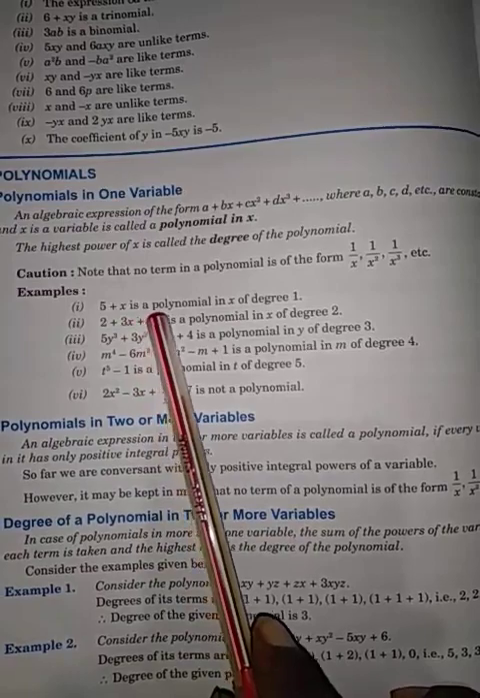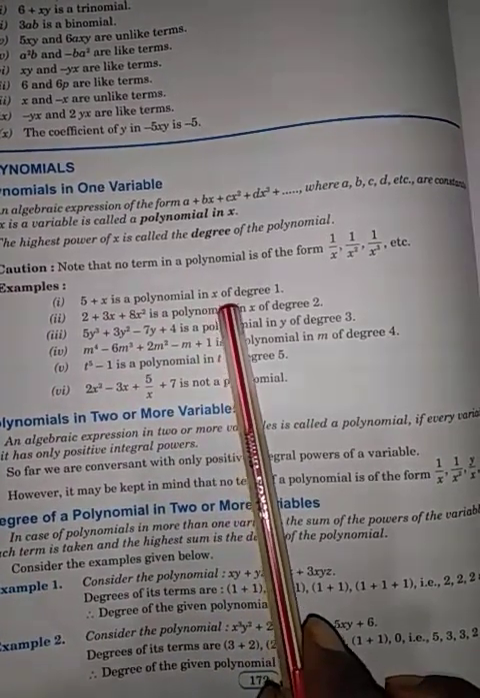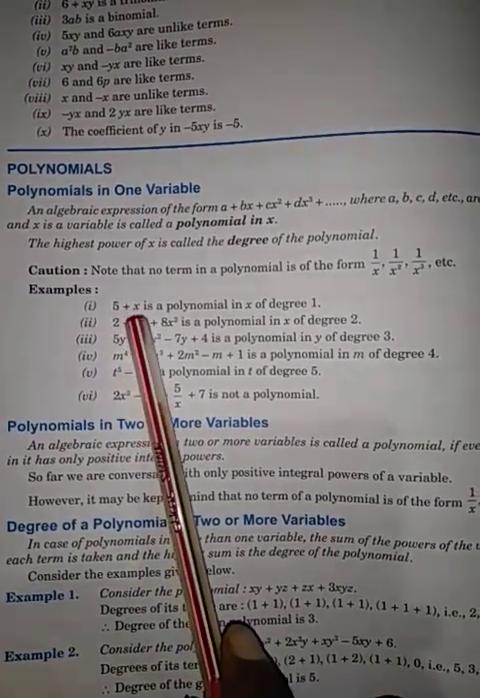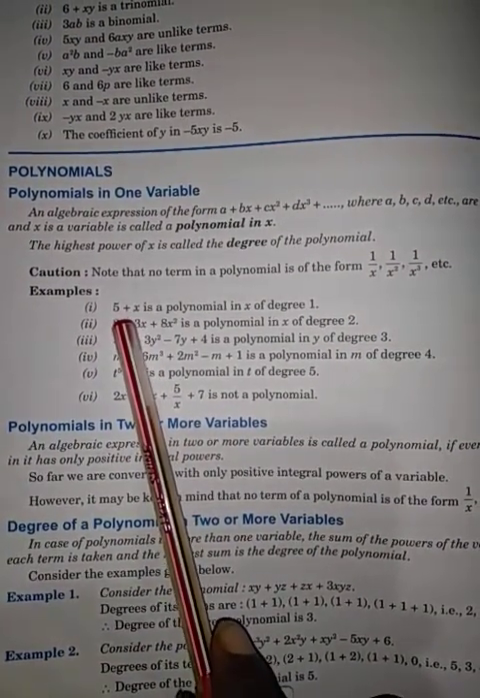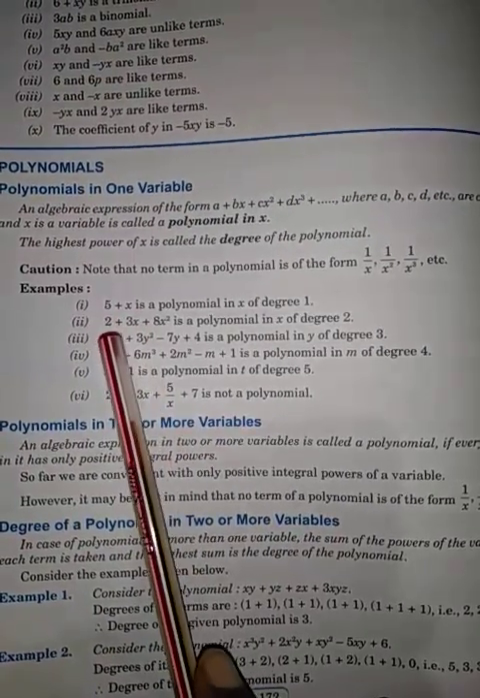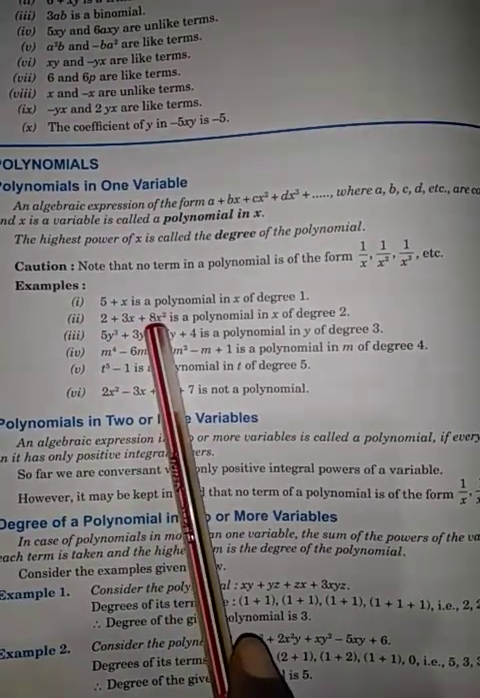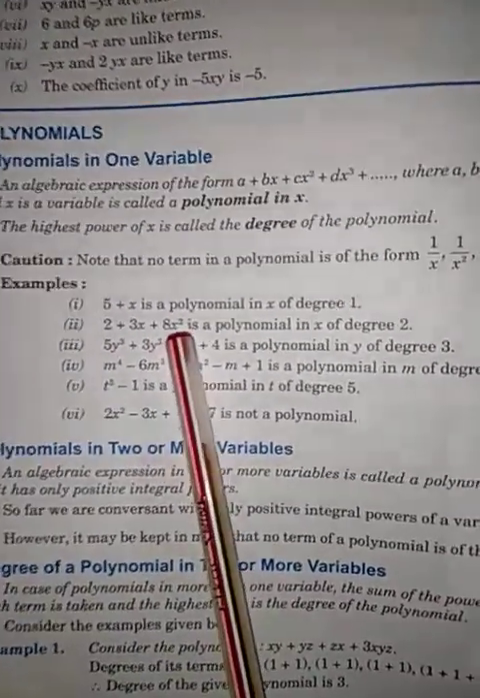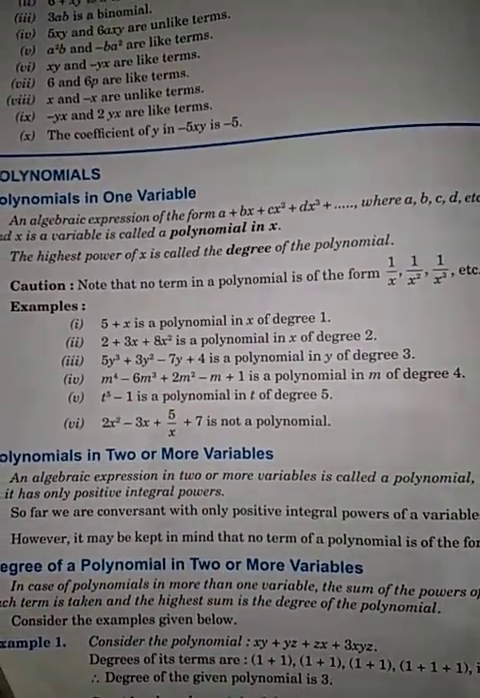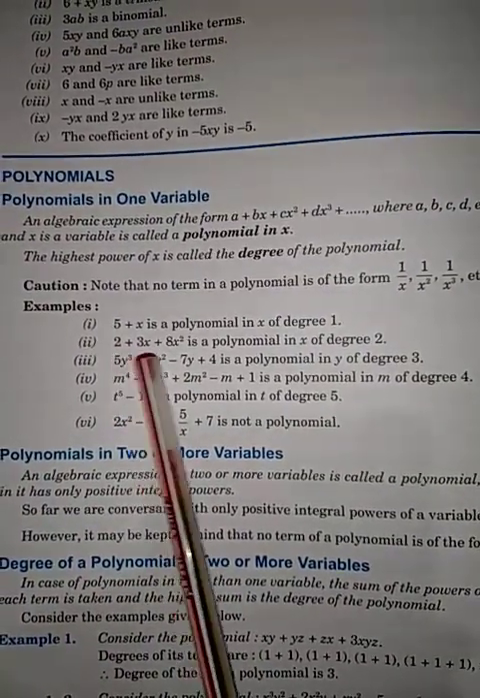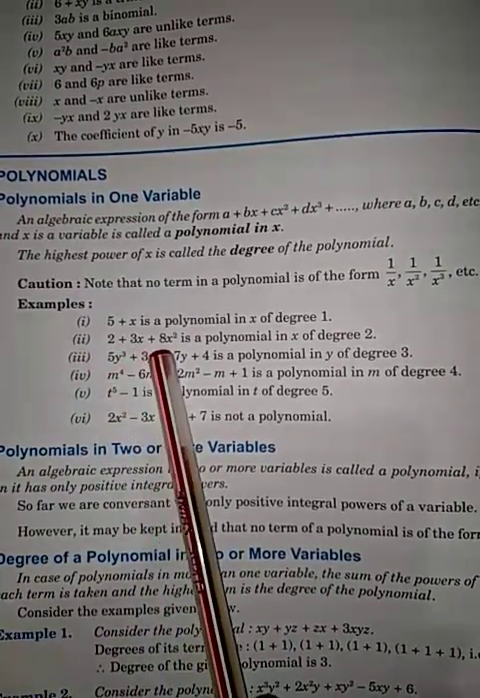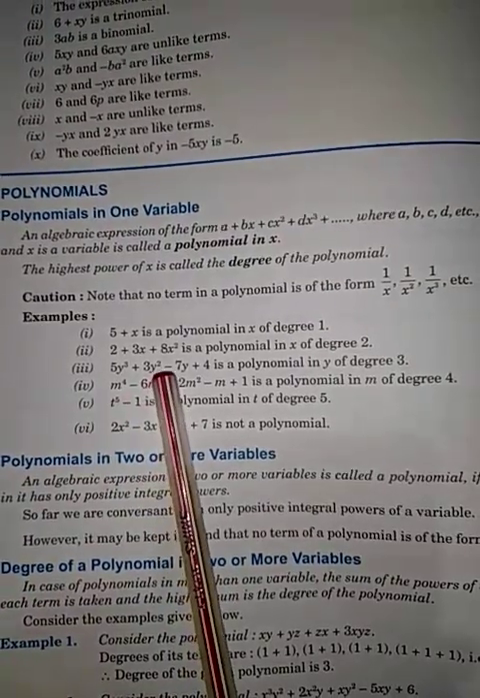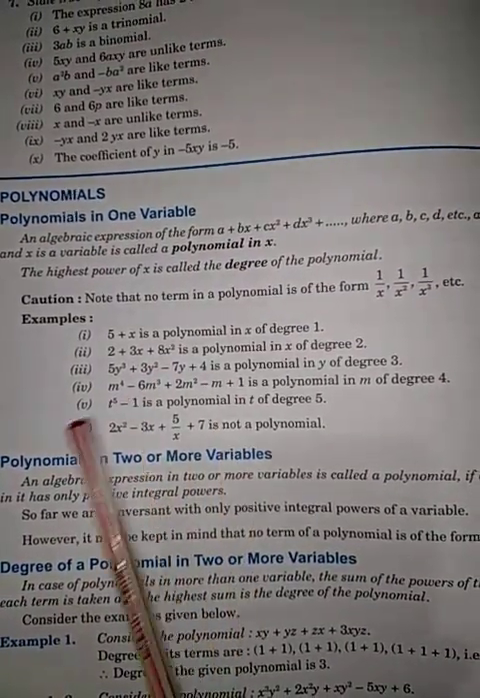5 plus x is a polynomial in x of degree 1. Here x is the variable and the highest power of x is 1. So the degree of the polynomial 5 plus x is 1. 2 plus 3x plus 8x square is a polynomial in x of degree 2. Here the highest power of x is 2, so its degree is 2. In the expression 2 plus 3x plus 8x square, the variable is x, so it is a polynomial in one variable of degree 2.